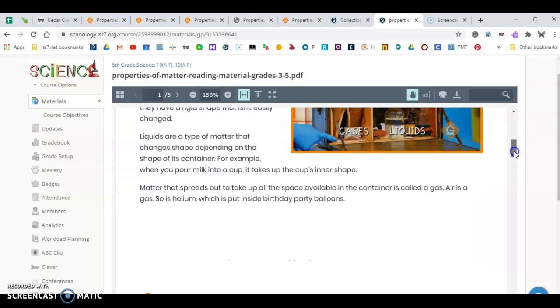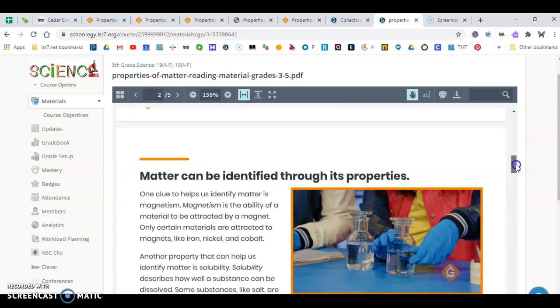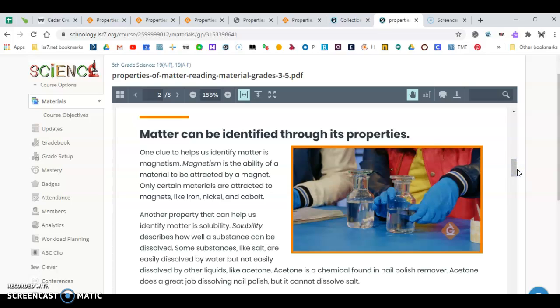Matter that spreads out to take up all the space available in the container is called a gas. Air is a gas, so is helium, which is put inside birthday party balloons. Matter can be identified through its properties.